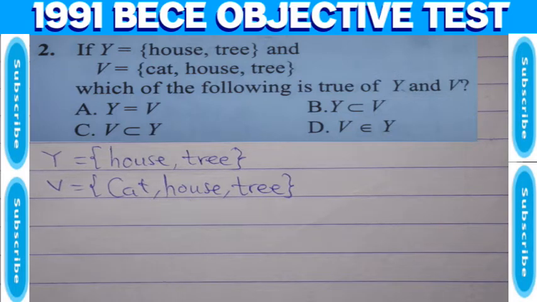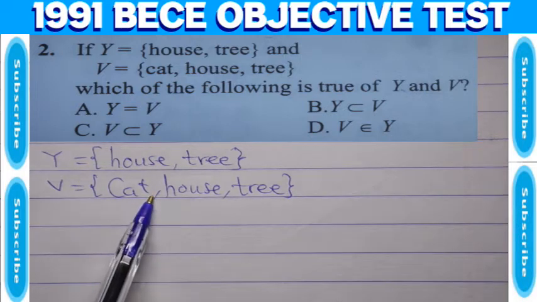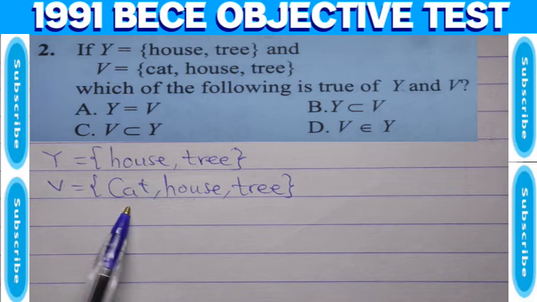So this is what it means. It means that set Y is a subset of set V, because all the members that are found in set Y are present in set V. So Y is a subset of set V. Let's go through the options that we were given. A says Y is equal to V, B says Y is a subset of V, C says V is a subset of Y, and then D says V is a member of Y.